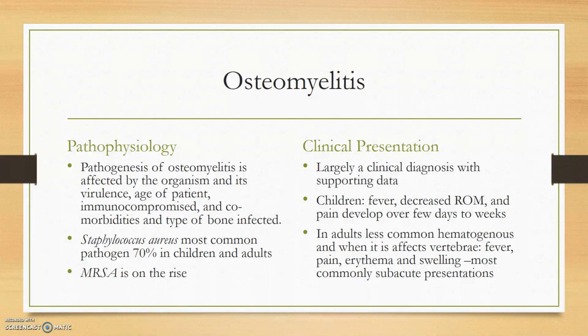Children might present with a fever, decreased range of motion, and pain that developed over a few days to a few weeks. In adults, it is less common to see the hematogenous type, but when it does come, it's usually in the vertebrae. So there is some other primary source of infection, and it seeds into the vertebrae. I think our book gives us the example of pericarditis, so it's so important not to miss that. And it might be your first assessment of that patient.